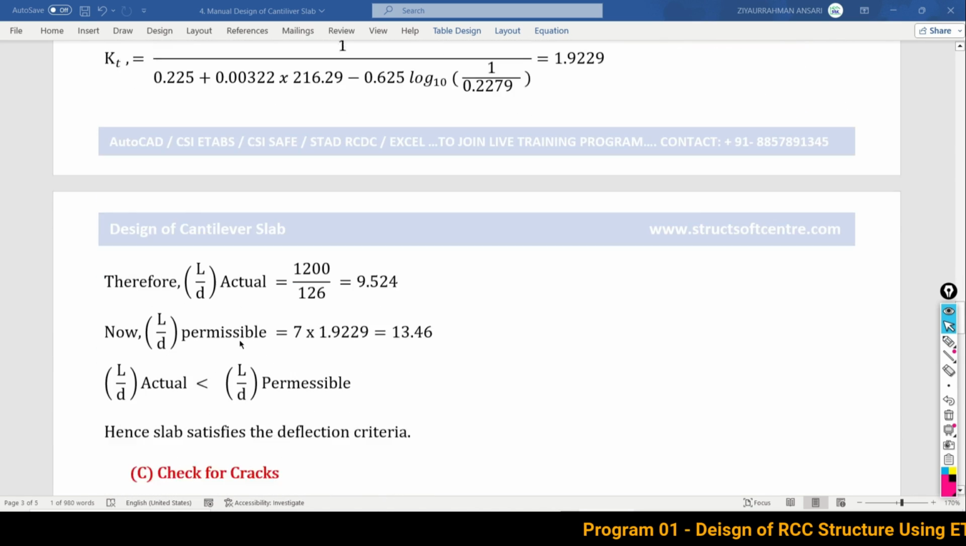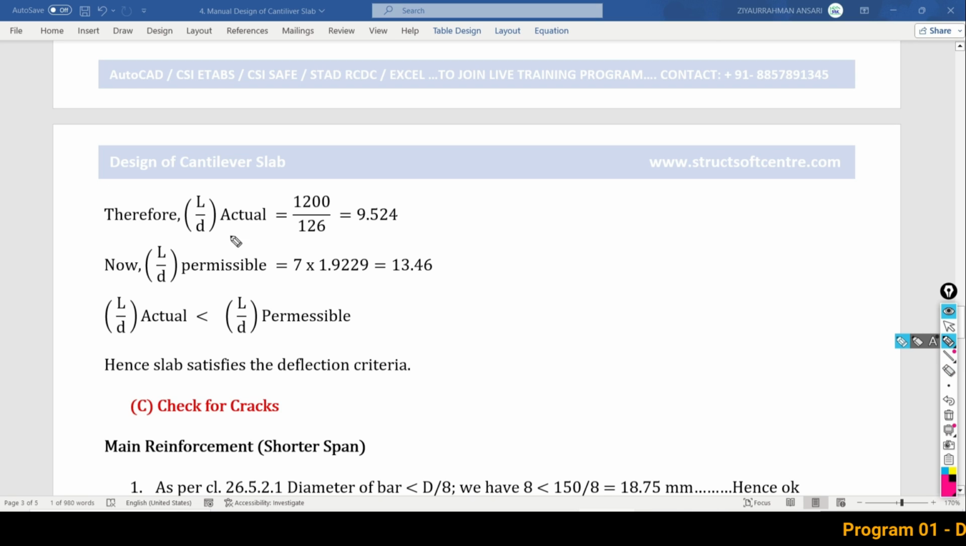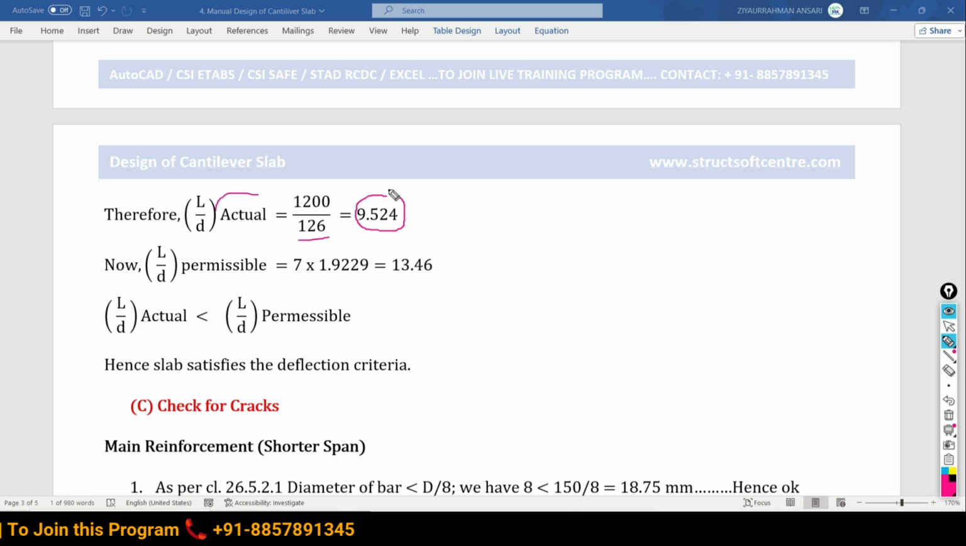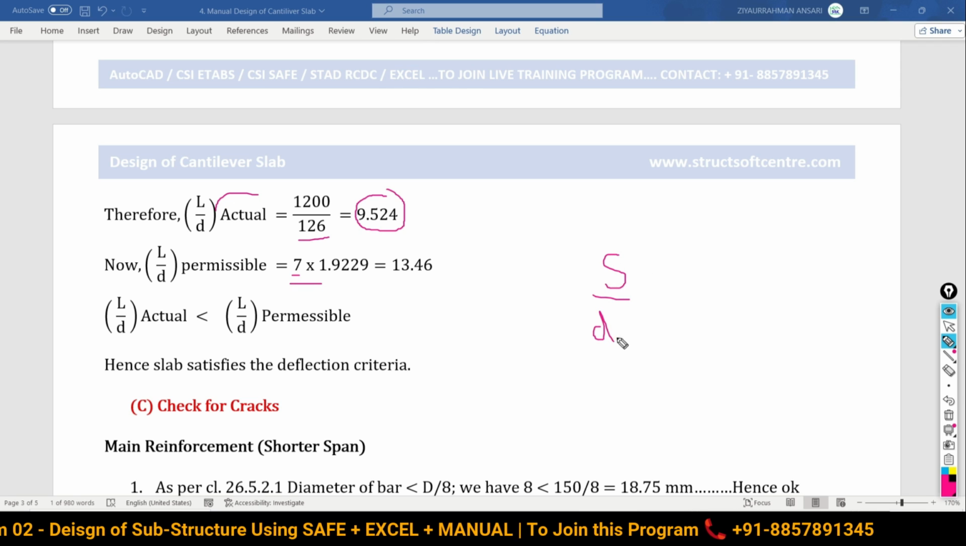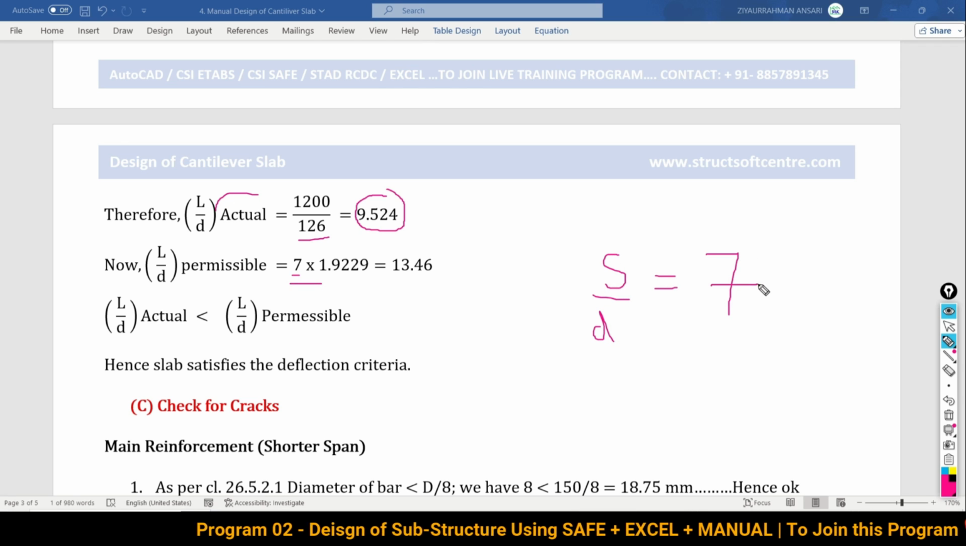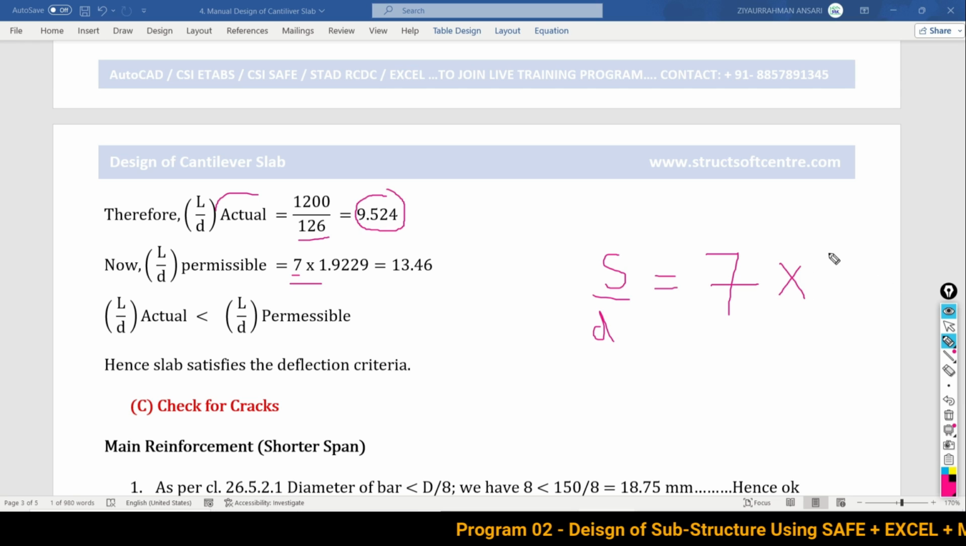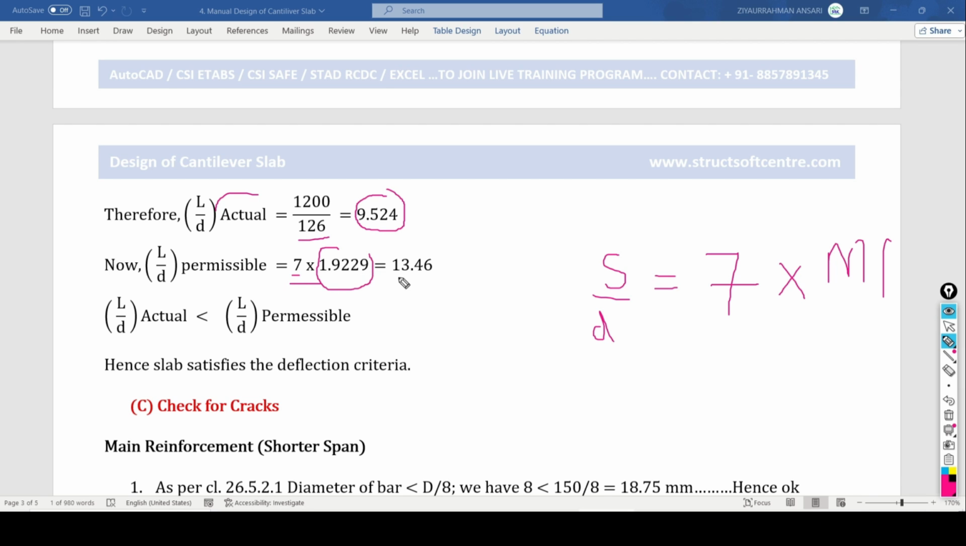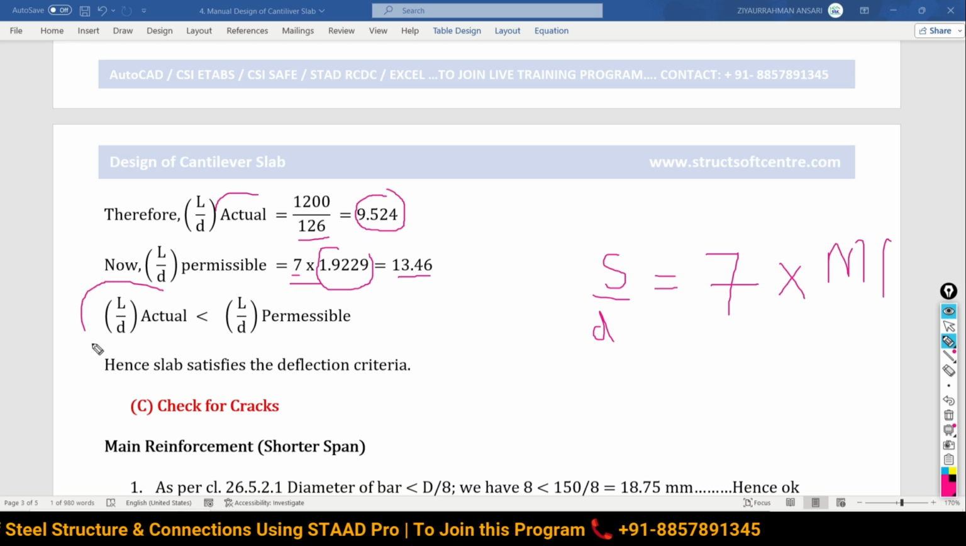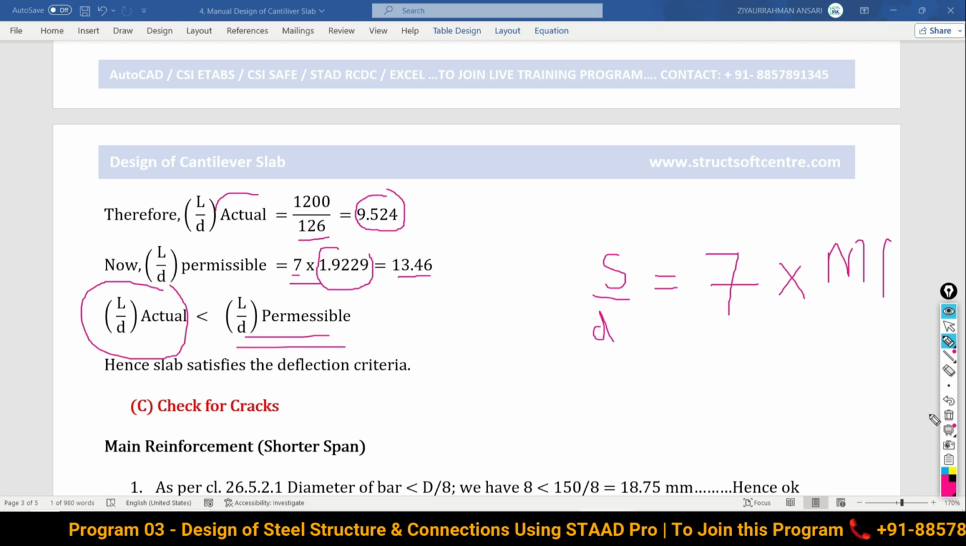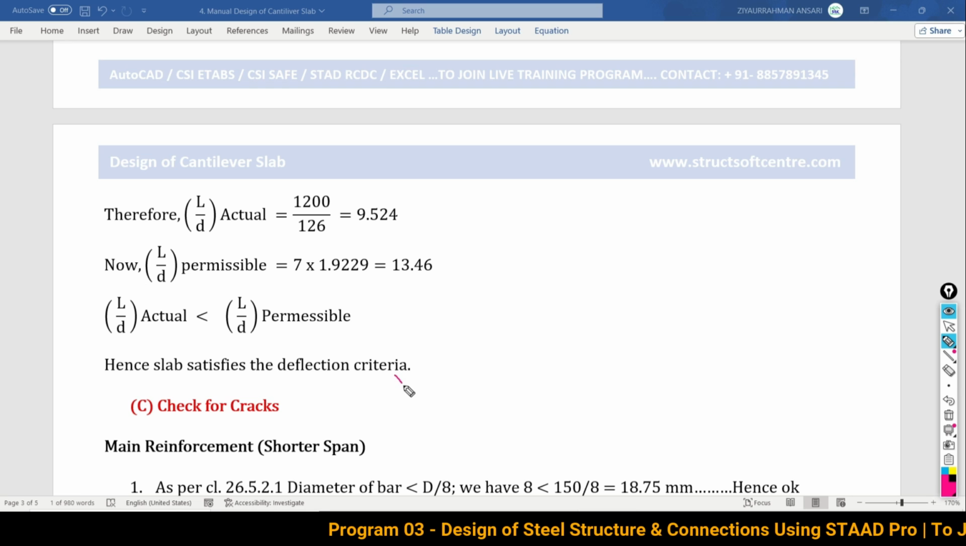Now I am going to put this value. Span to effective depth is 1200 divided by 126, which is 9.524, and the permissible L by D ratio is 7. The IS code recommends considering the span to effective depth ratio for a cantilever slab as 7. Now we multiply it with the modification factor, 1.9229. After doing this, the permissible allowable L by D ratio is 13.46 and actual is 9.524. Your actual value is less than the permissible, so it is okay. Your slab satisfies the deflection criteria.